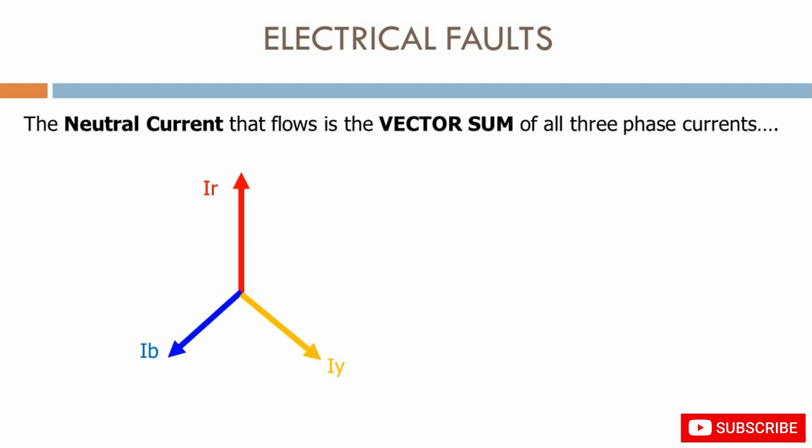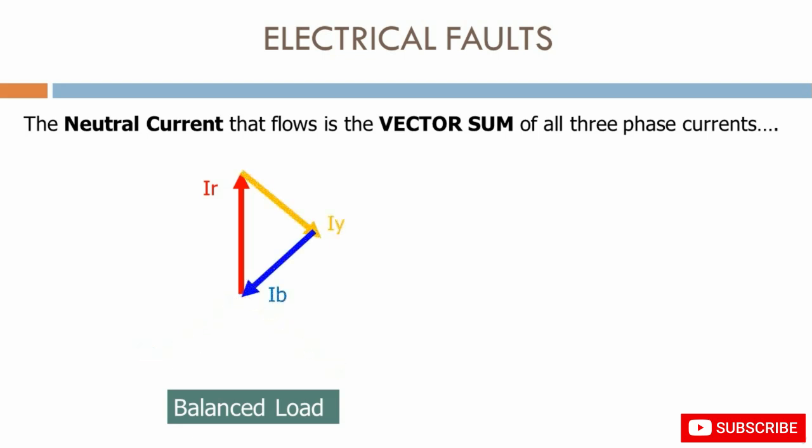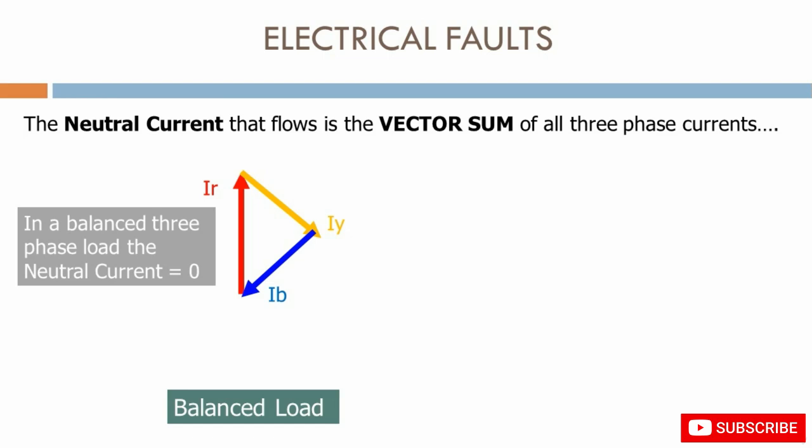Here we have the three-phase currents, red, yellow, and blue, separated by 120 degrees. All three-phase currents have the same magnitude. We therefore define this as a balanced load. On the neutral, all these three currents come together. Let's now add them together and see what happens. Because all three-phase currents are identical in magnitude and are 120 degrees apart, they all cancel each other out. Therefore, in a balanced three-phase load, the neutral current equals 0.